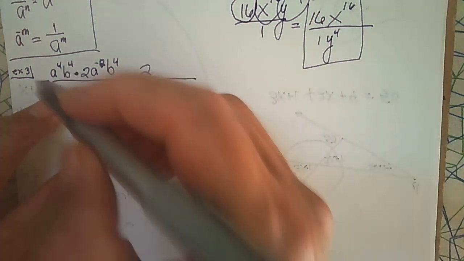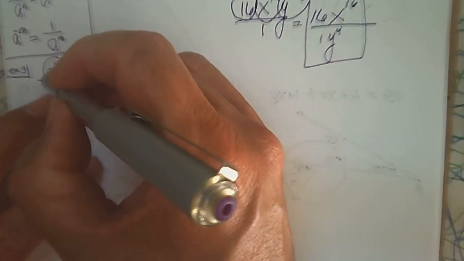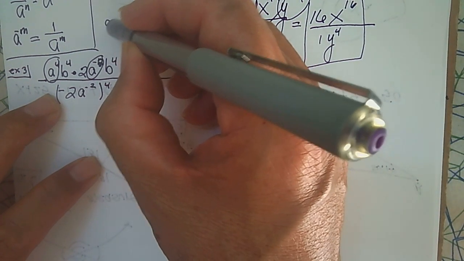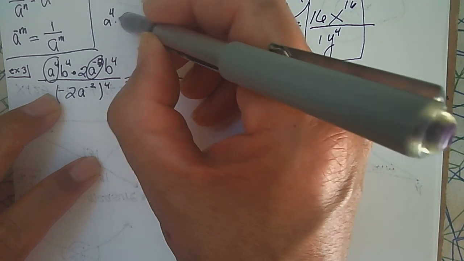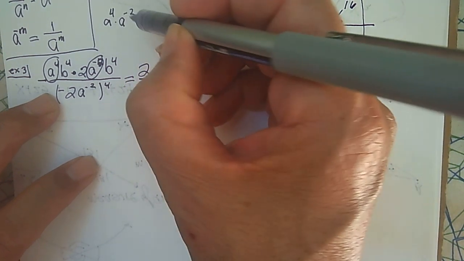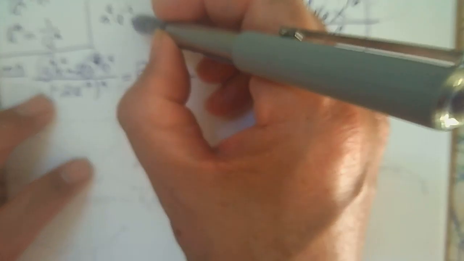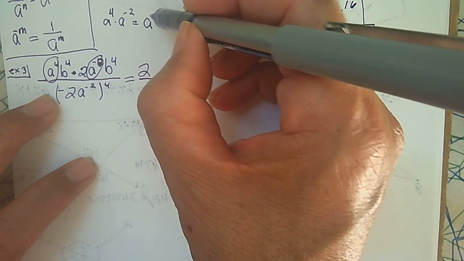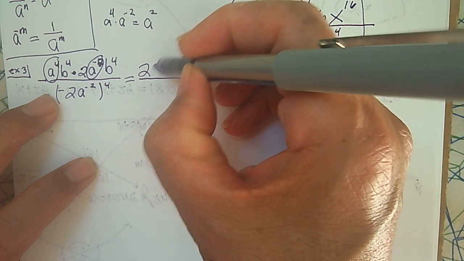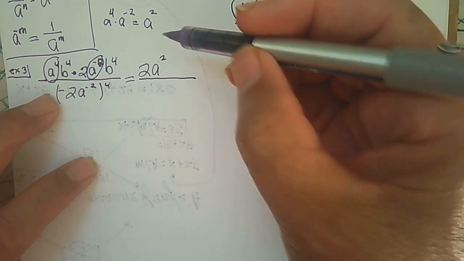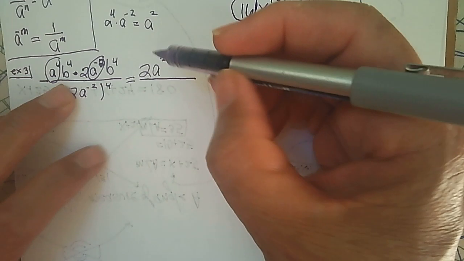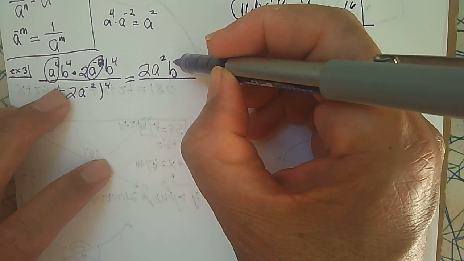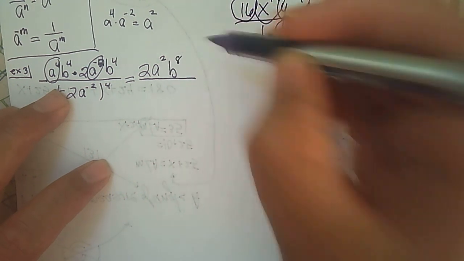Now look at the a's. What is a to the 4th times a to the negative 2? A to the 4th times a to the negative 2. The base will be the same base, and the exponents are added. What is 4 plus negative 2? That gives you a squared, so this will be a squared. Now do the b's, b to the fourth times b to the fourth. The base will be the same and the exponents are added. 4 plus 4 will give you 8.